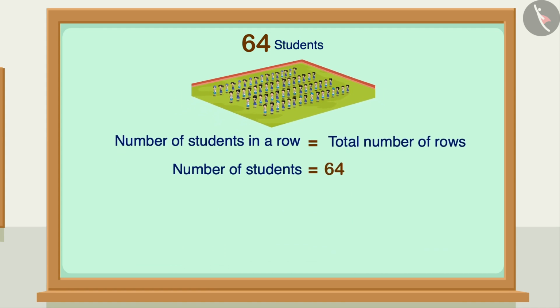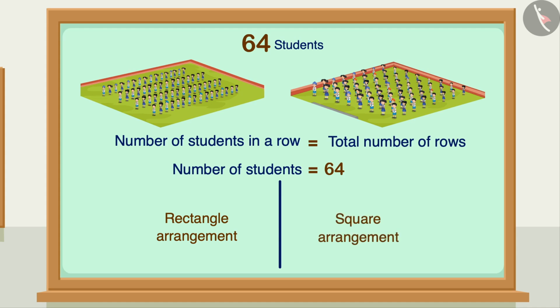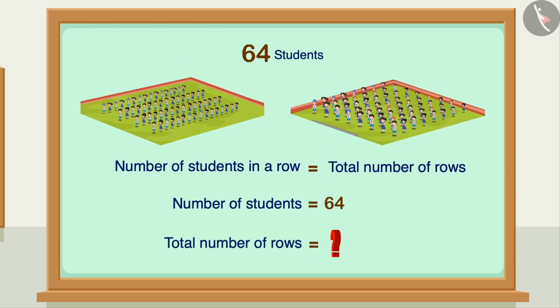If the students stand in such a rectangular form, then the total number of rows and the number of students in each row will not be the same. This can only be possible in a square structure. So in this case, how many rows should be there?